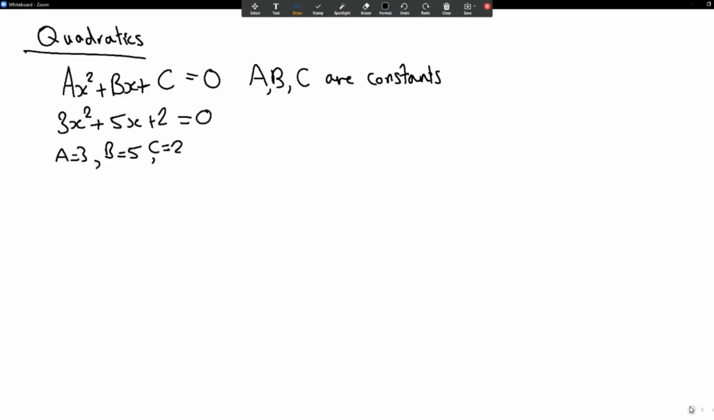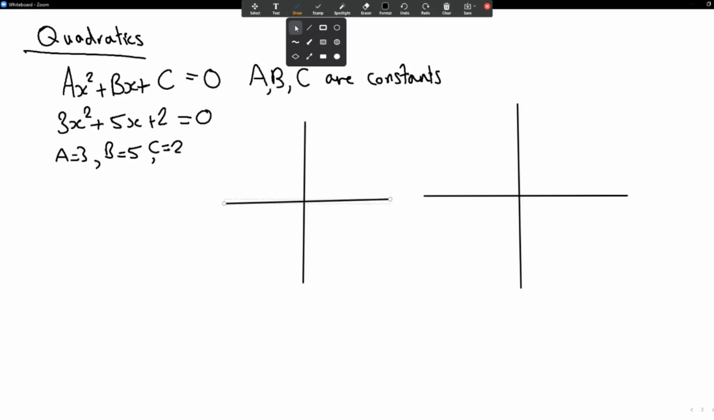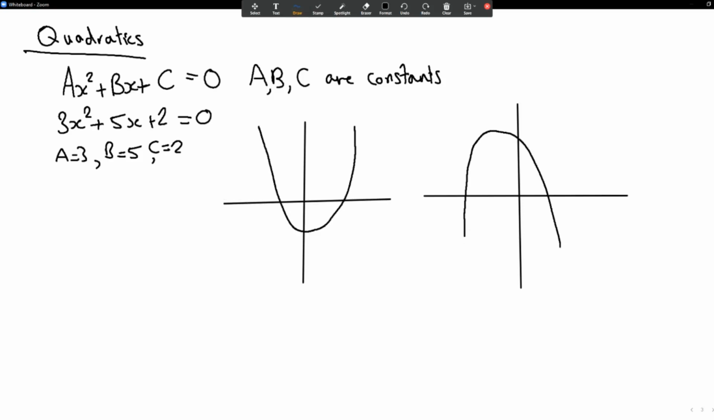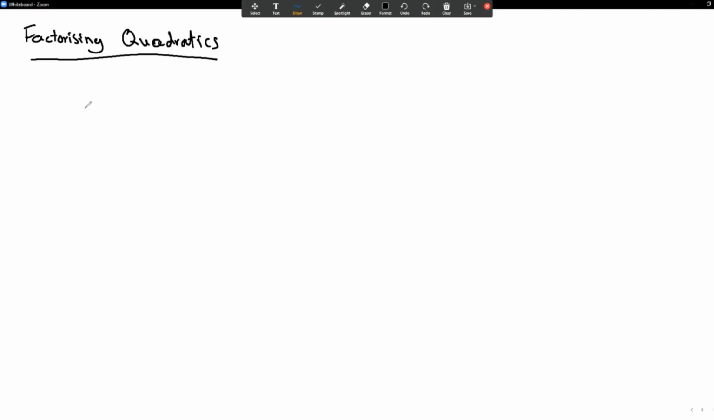So, it also helps to know that on a graph, quadratics come up in two ways. They can either look like that or they can look like that. But we'll come on to this later. And here are your labels. Okay, so we can factorize quadratics. So let's figure out how to do this.